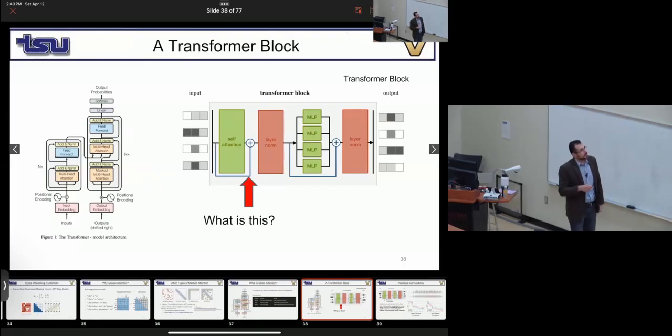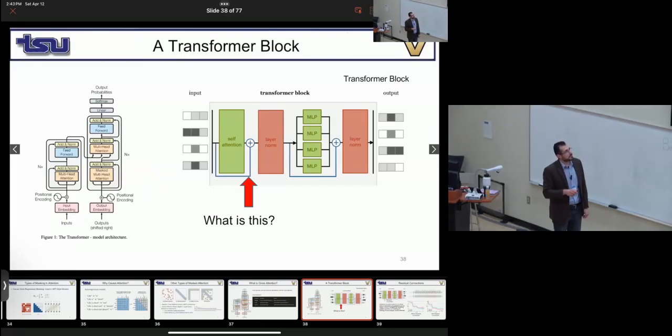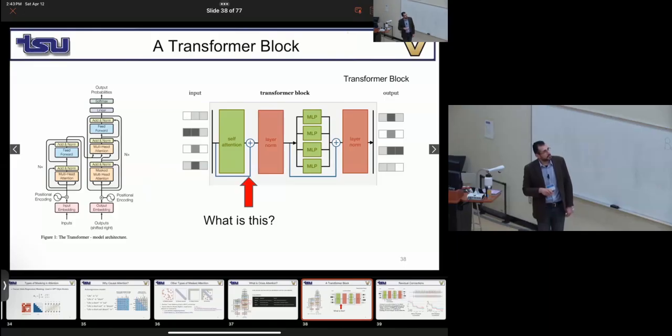So the next thing that we see in our block is this skip connection, or residual connection. Okay. So it seems like the input is going to the output and being summed. So what is this?